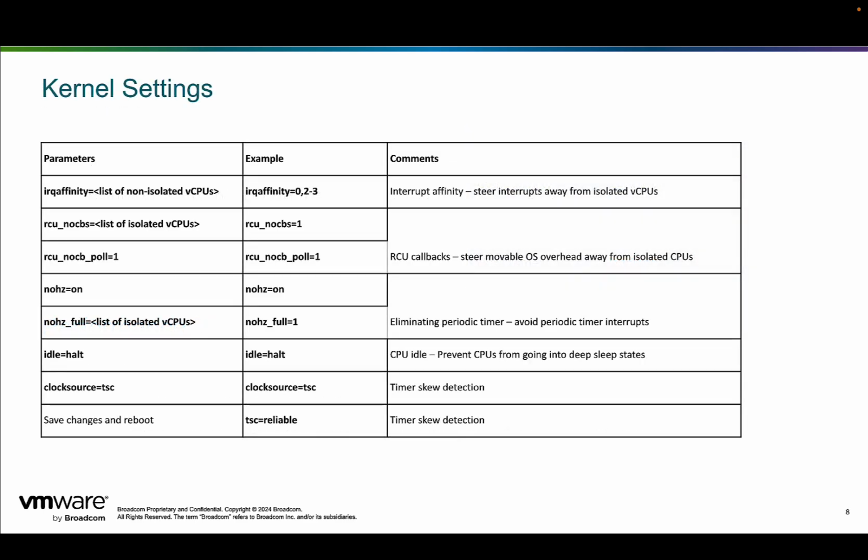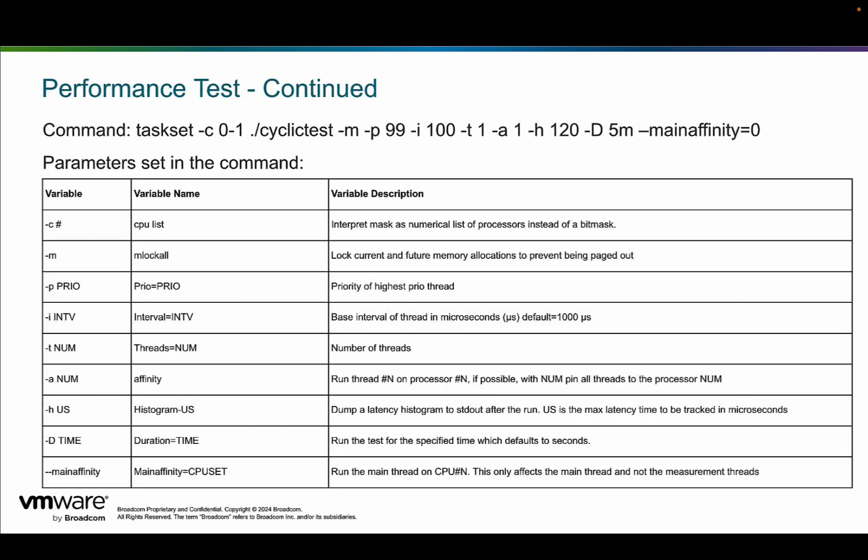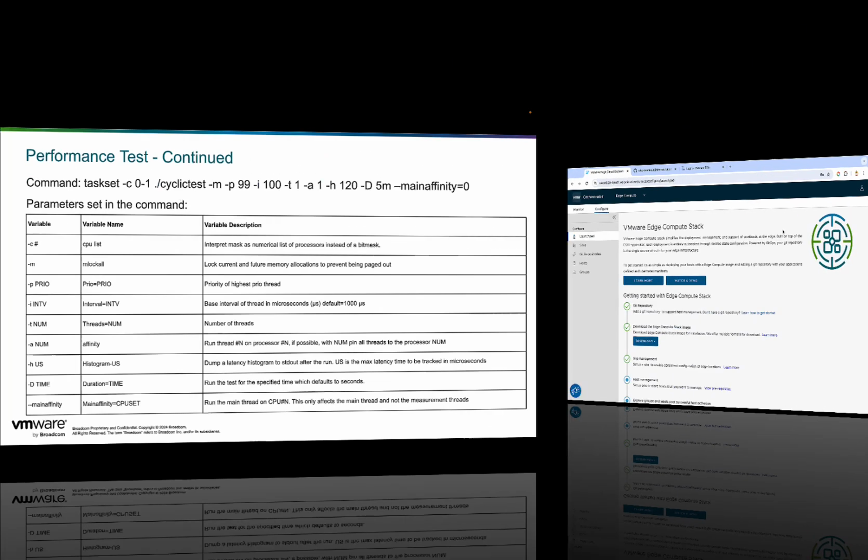Here are the kernel settings that are set on both the real-time and non-real-time workload, such as avoiding periodic timer interrupts and preventing the CPU from going into deep sleep state. These are defined within the application OVA file itself. After initiating the stress test, we will run the cyclic test on the real-time and non-real-time workloads and compare the performance on each of them.